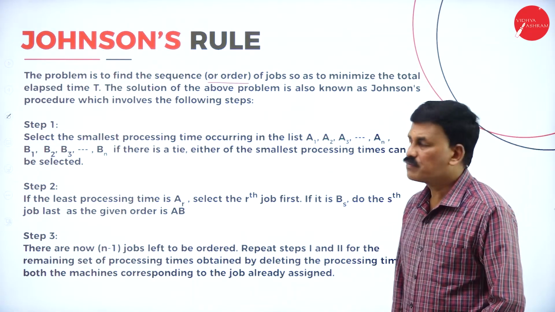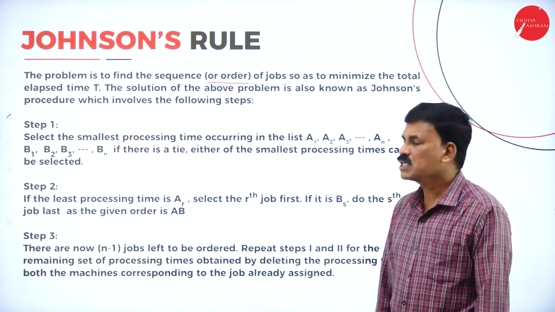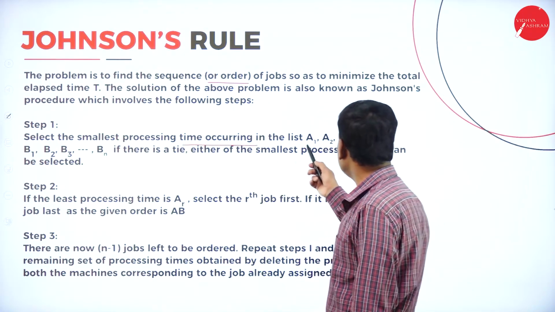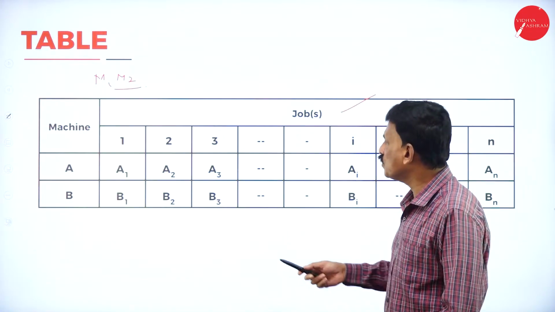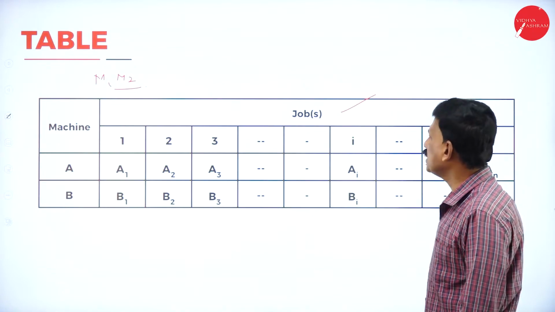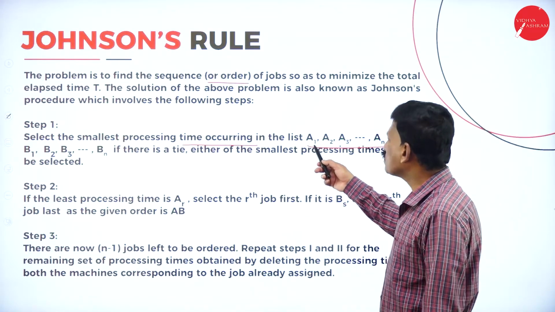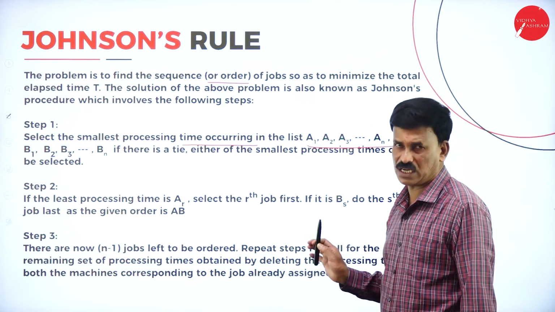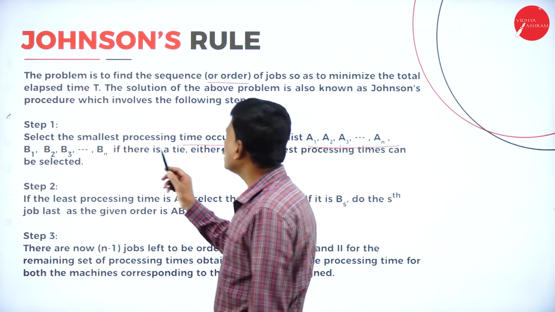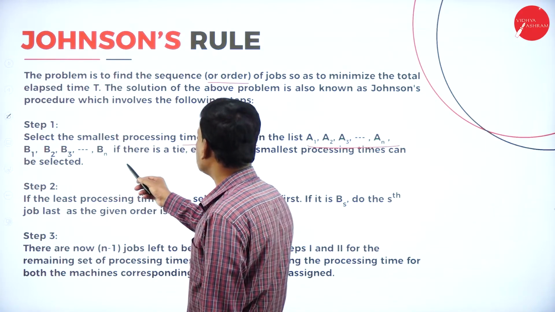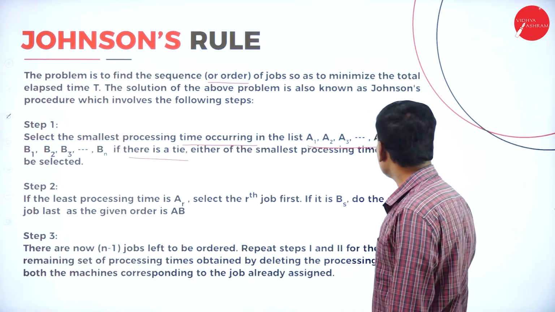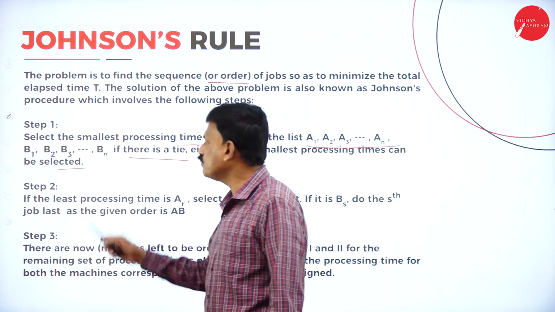Now let us come to step 1. In step 1, select the smallest processing time occurring in A1, A2, up to An. So let us find the smallest value, the least value, in A1, A2, etc., An. And then do the same for B1, B2, B3, etc., Bn. If there is a tie, either of the smallest processing times can be selected.